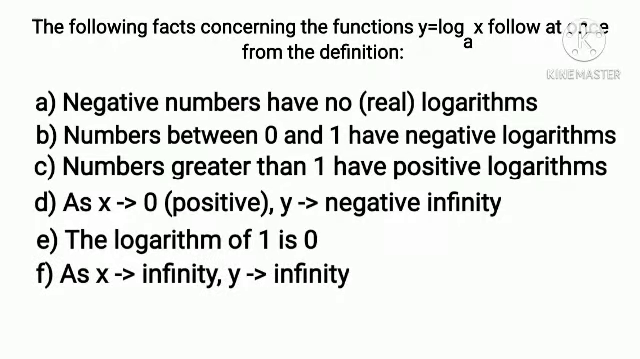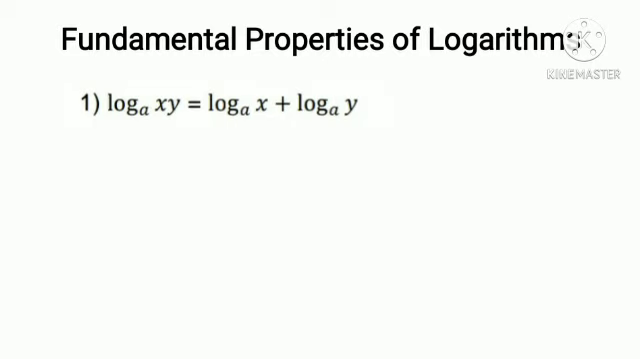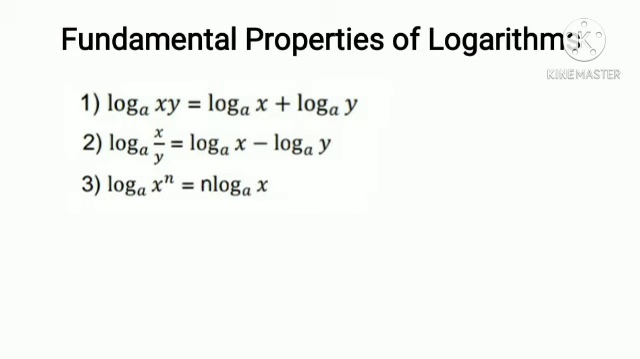So here are the fundamental properties of logarithms. Number 1. Log sub a of xy equals log sub a x plus log sub a y. Number 2. Log sub a of x over y equals log sub a x minus log sub a y. Number 3. Log sub a of x raised to n equals n log sub a x. Number 4. Log sub a of a raised to x equals x. And number 5. A raised to log sub a x equals x.